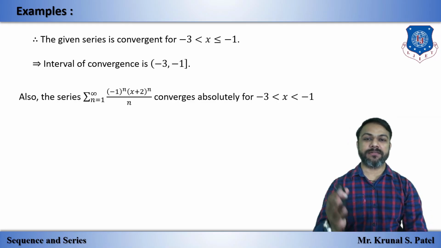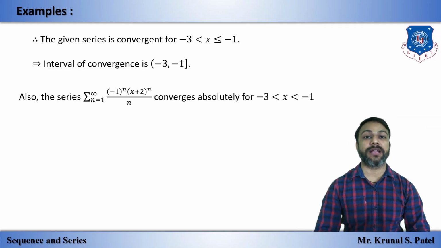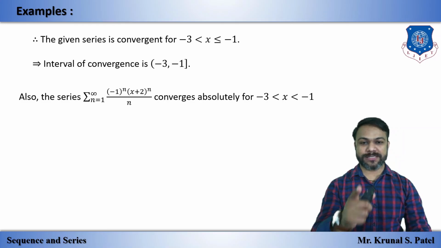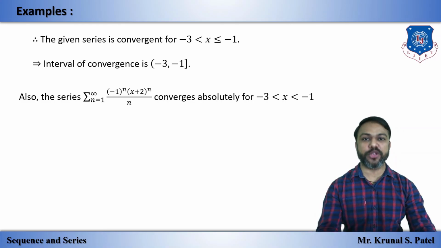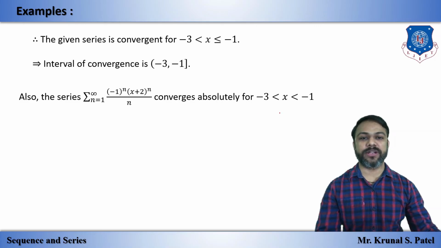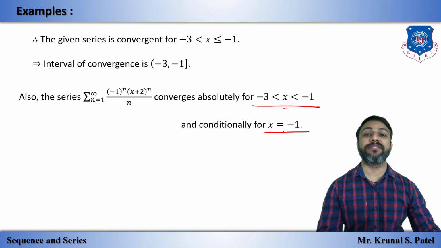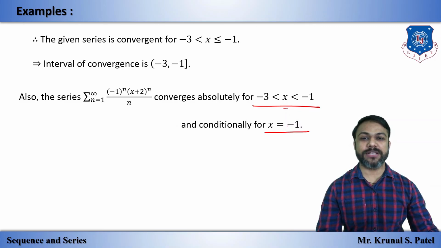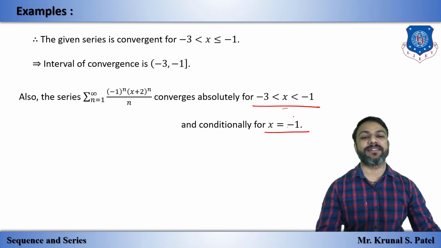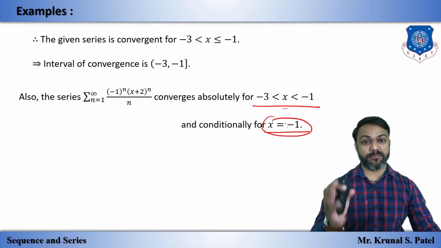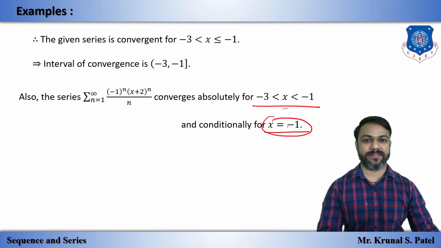As we have seen, it is mentioned whether it is absolutely convergent or not. So this series is absolutely convergent for this part, and conditionally convergent for this part. Why conditionally? Because the given series is divergent, but the series with mod is convergent. That's why.